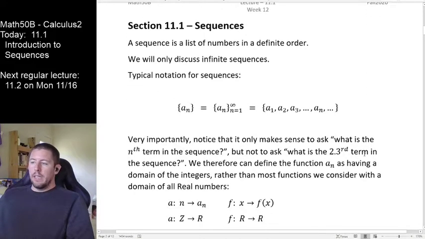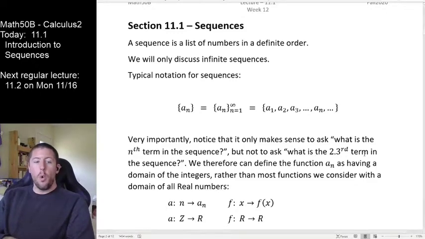So a sequence is a list of numbers, and the list, very importantly, is in definite order. It is an ordered list. It's not just a collection, a set. It is a list, meaning it has order. We will only be discussing infinite sequences, but we will look at a very special application of some finite sequences in a video that I'll also make today.